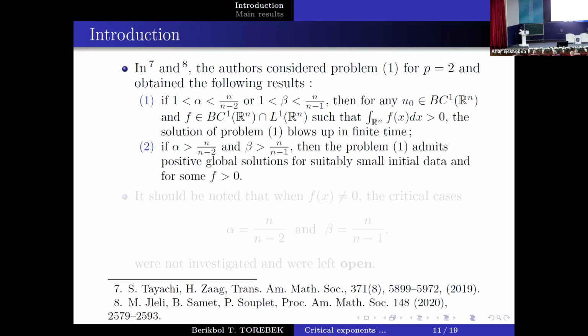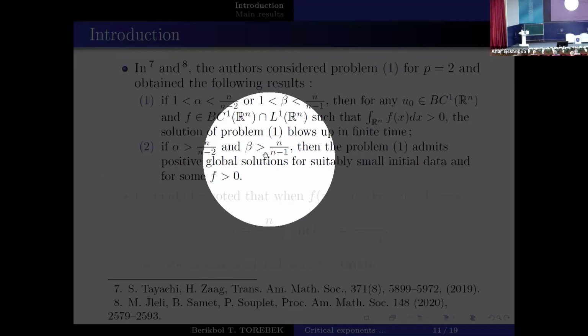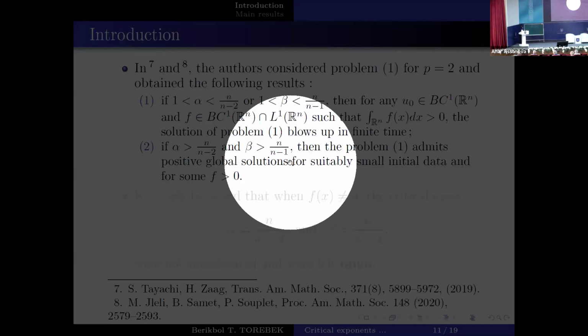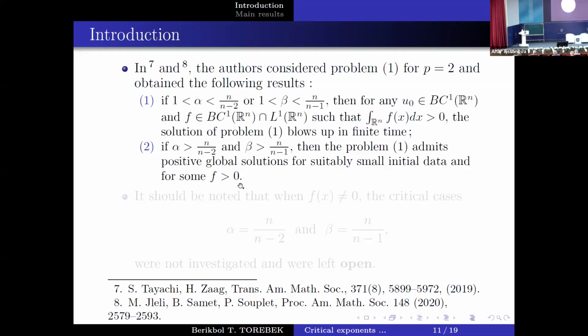And they also prove that if alpha and beta are greater than these numbers, then for sufficiently small initial data and the forcing term, there is a global in time solution of this problem.